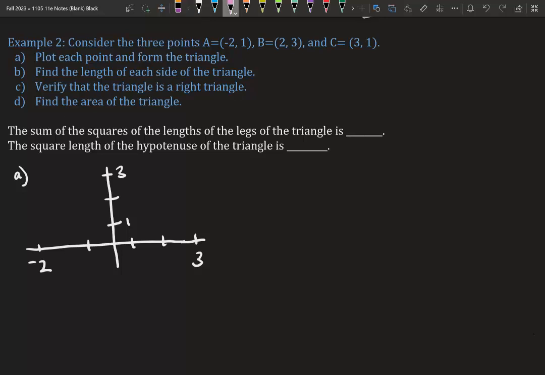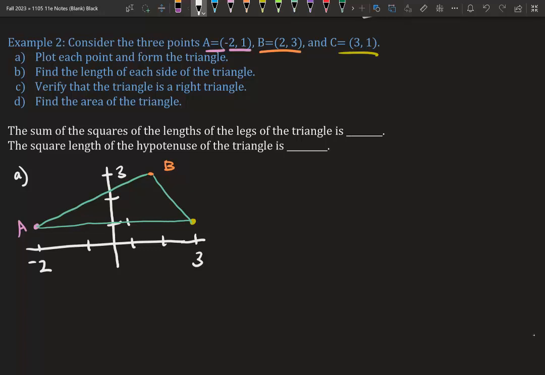Let's plot our points. We have A at -2, 1, so that's here. We have B at 2, 3, so that's there. And then we have C at 3, 1, and that's there. Let's go ahead and connect our dots as best as you can. Doesn't have to be perfect, just as best as you can. And there's our triangle. Alright, sweet.